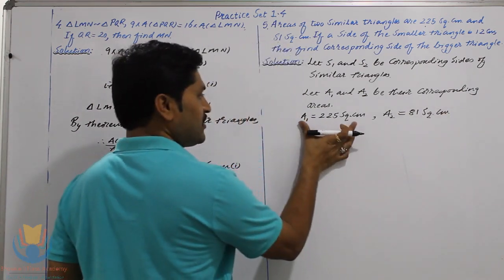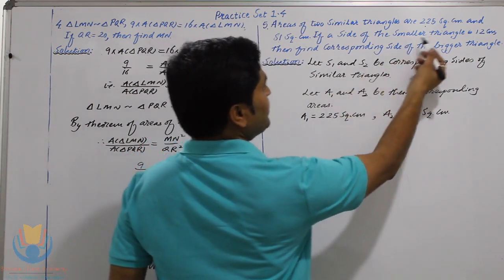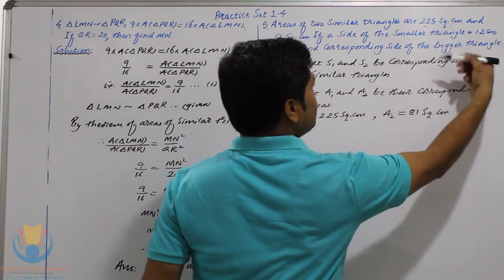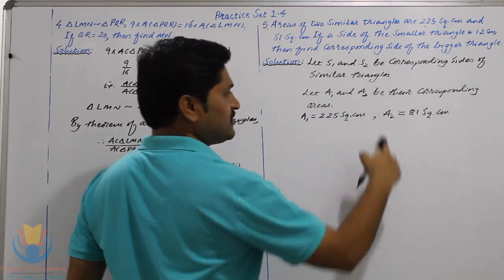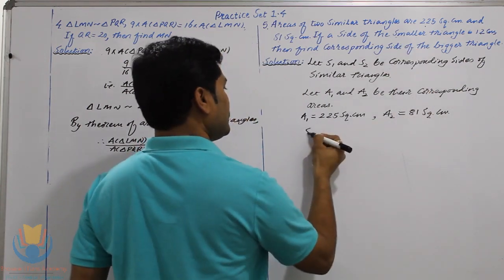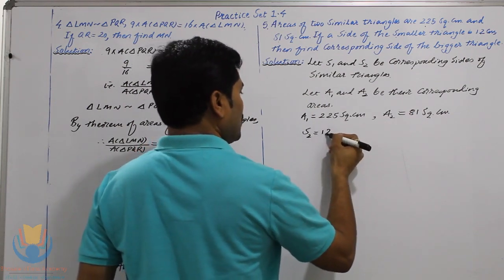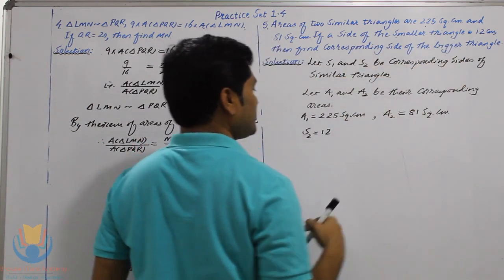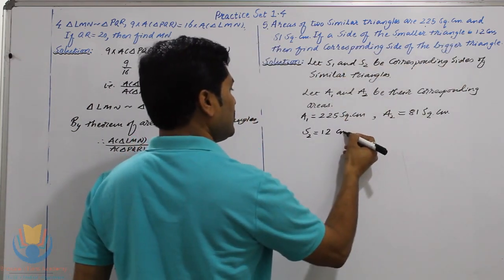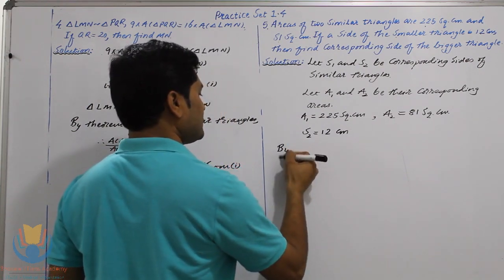So this is the bigger triangle and this becomes the smaller triangle. So accordingly we will take this 12 centimeter as the length of the smaller side. So this is the smaller triangle. So here definitely the value of this S2 must be 12, and we have to find the corresponding side of the bigger triangle, that is S1. So this is given to be 12 centimeter. So again we will use the theorem of areas of similar triangles.